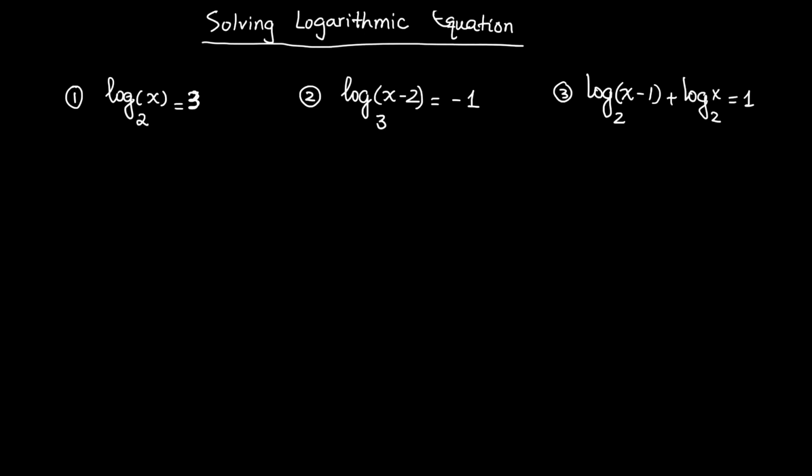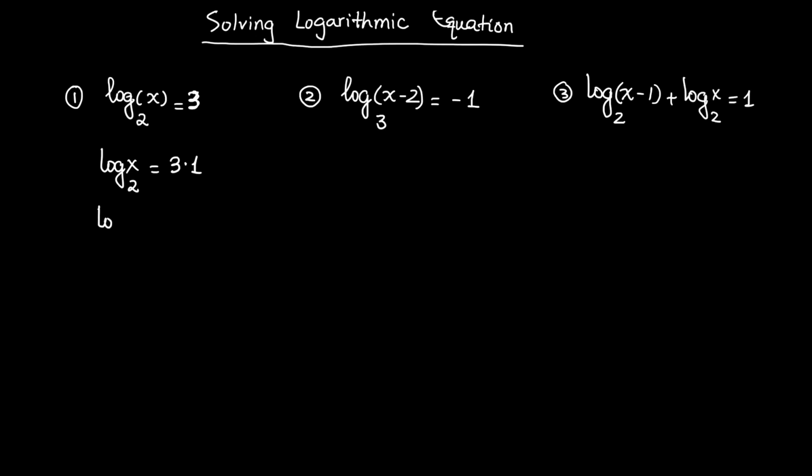Solving logarithmic equations. Now we are going to solve these three log equations. Okay, number one: you have log base 2 of x equal to 3. My idea is to have log on both sides, so I'm going to multiply by 1. It's still the same, right?